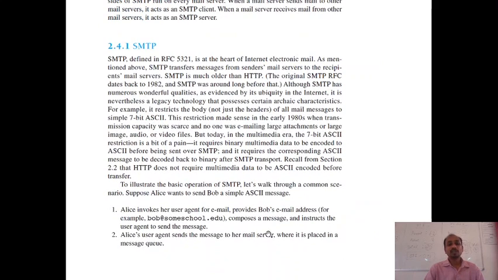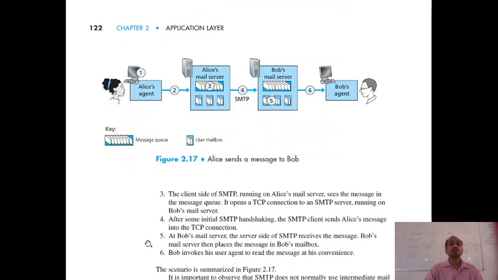After composing a message, in the second step, Alice's user agent sends the message to her mail server, where it is placed in the message queue. So in the second point, Alice sends the message and it is stored in the mail server queue. Now, in the third step, what is it doing?